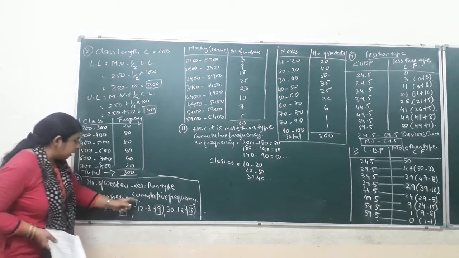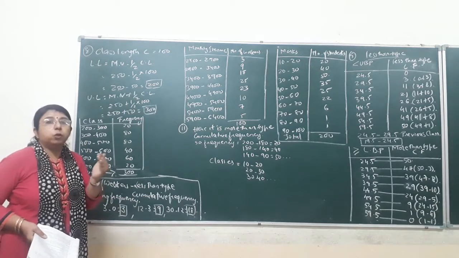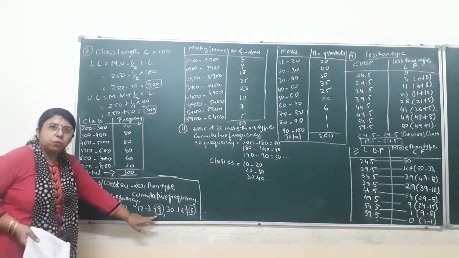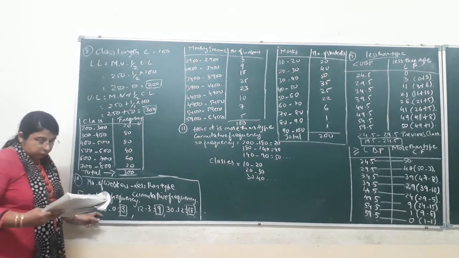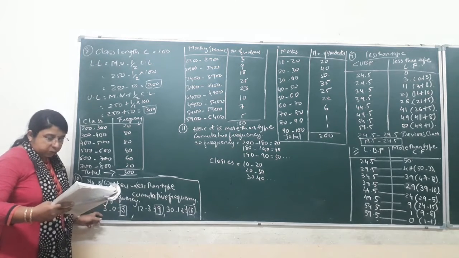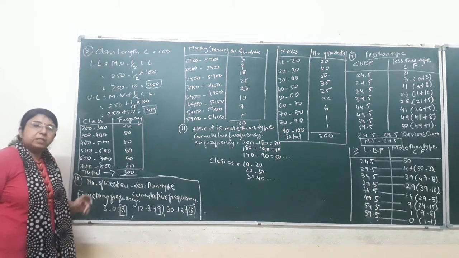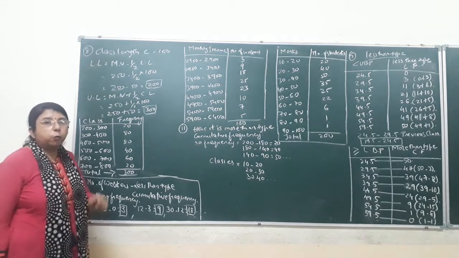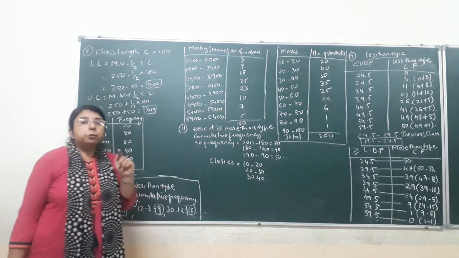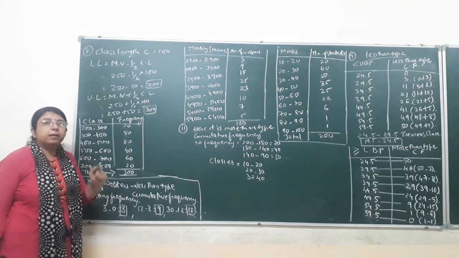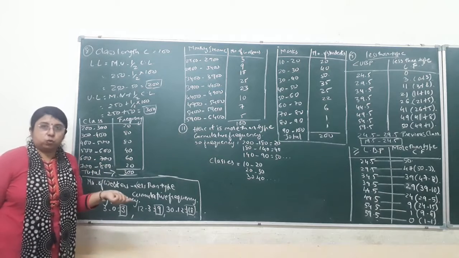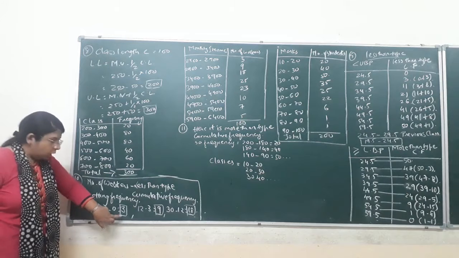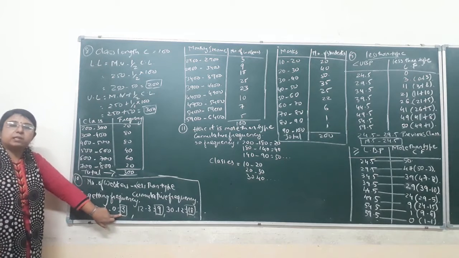Now, how to convert that less than type cumulative frequency into original frequency? You can see I have done a few of the calculations over here. The first less than type cumulative frequency given to you is 0, and the second one is 3. In case of less than type, to find the original frequency, you have to subtract the first cumulative frequency from the second. So second minus first, 3 minus 0, you get the original frequency of the first class, that is 3.